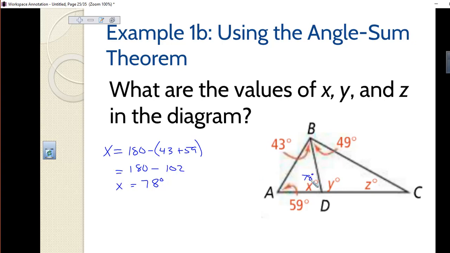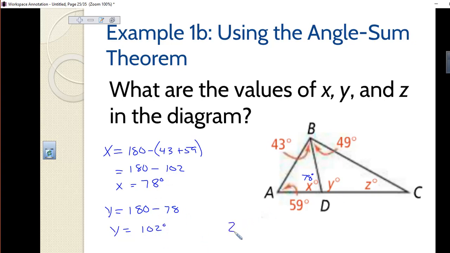Pencil that in. Now one thing to note is how we find Y. Y is a linear pair with X. These form a straight line here. AC is a straight line. So these are a linear pair, which means they are supplementary. To find Y, I take 180 and subtract the angle X, which is 78. That gives me that Y is equal to 102. So these are very closely related.